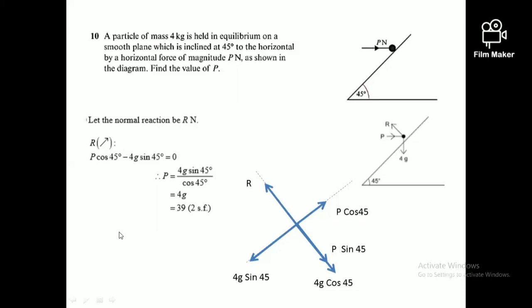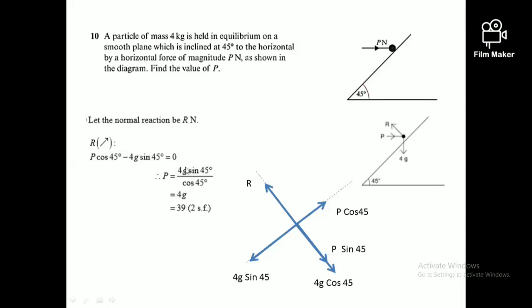Then I will consider the forces along the plane. 4g sin 45 is equal to P cos 45. Otherwise, you can say P cos 45 equals 4g sin 45. With that, you can obtain the answer as P is equal to 4g sin 45 divided by cos 45. That is 4g. You just put it in the calculator.